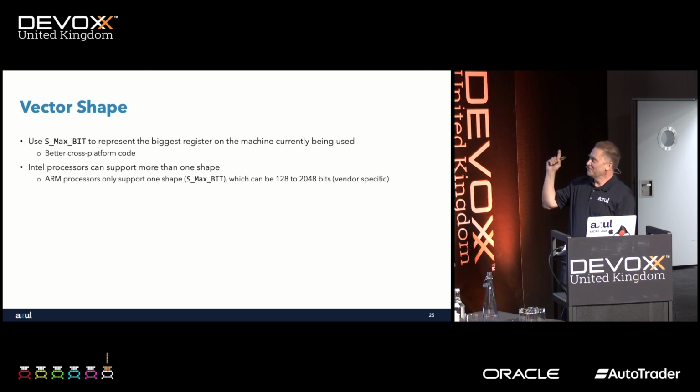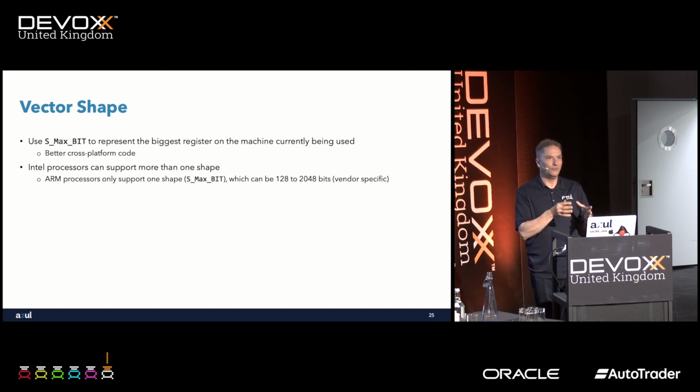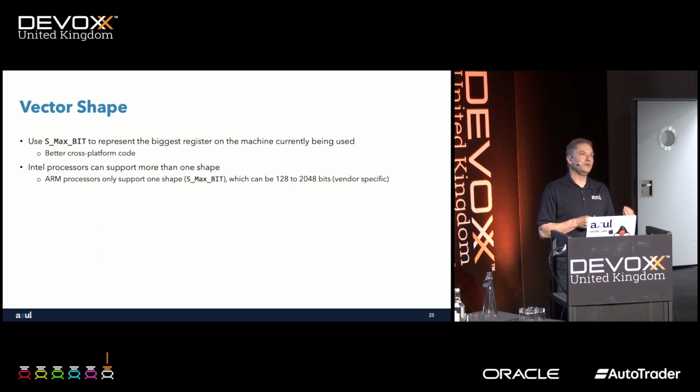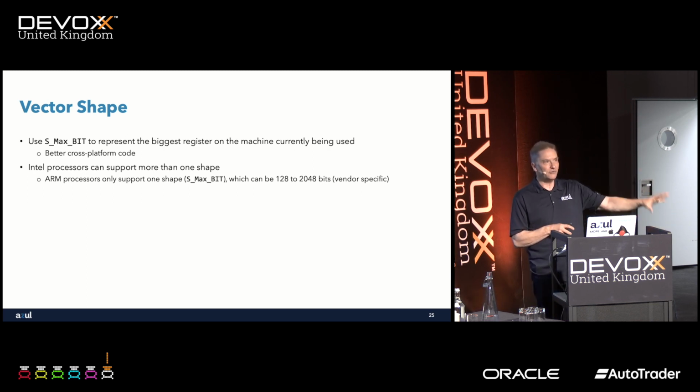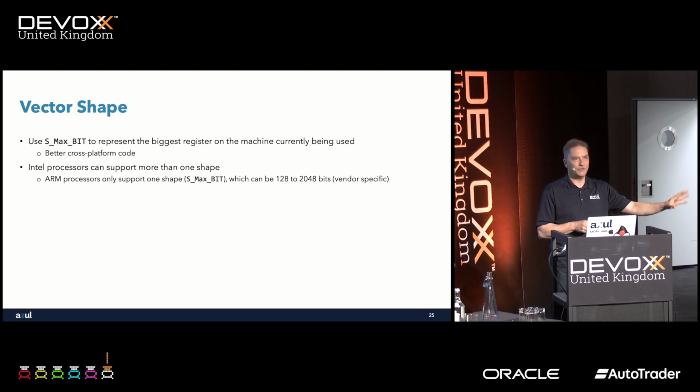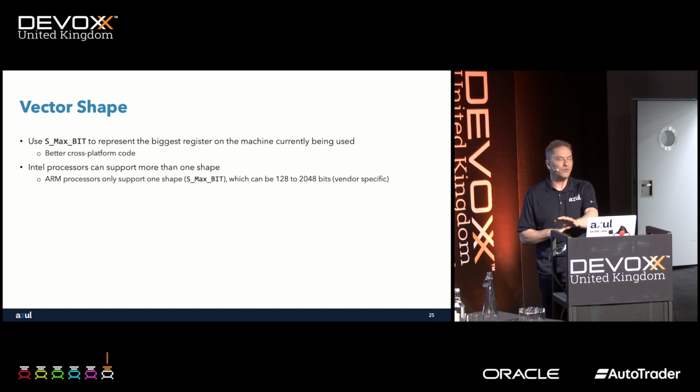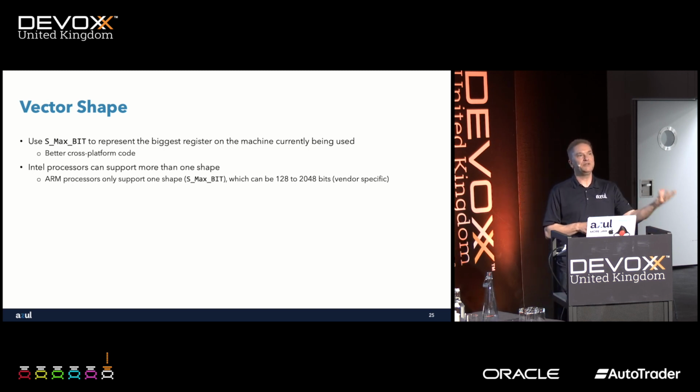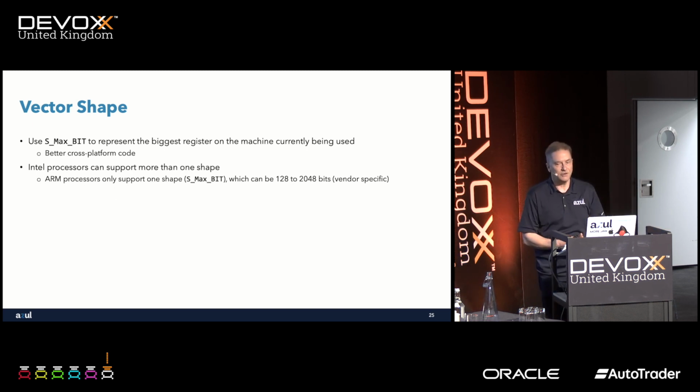Right. Okay, so vector shape, back to that. So the max bit represents the biggest register that we have available on the current machine. This is good because it enables us to write cross-platform code where we don't need to tie our code to a specific microarchitecture. We don't need to say to ourselves, right, I know I've got AVX2 on that machine, so I'll write it with 256, or I've got AVX 512 on that machine, so I'll use 512. What I can do is just simply say, give me the biggest register that's available on that machine, and then we'll work with that. And we'll see in the examples that we've got coming up how that actually works.